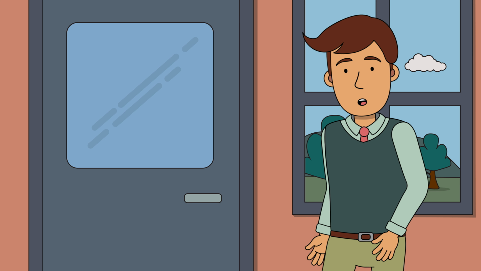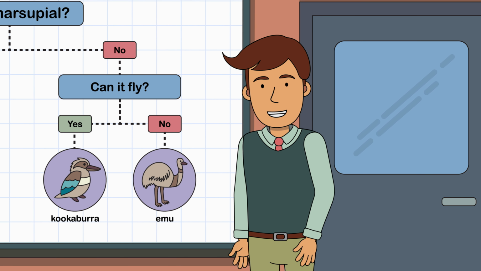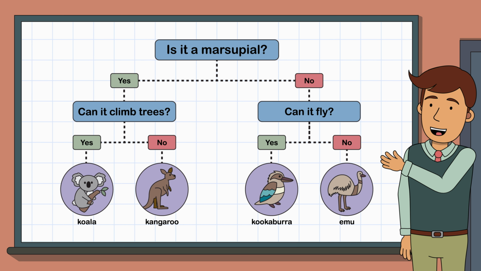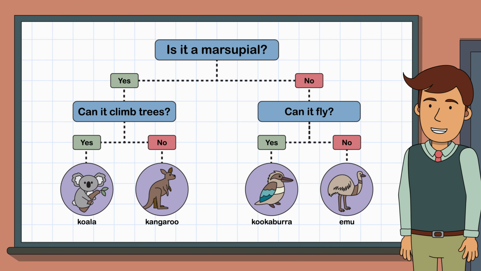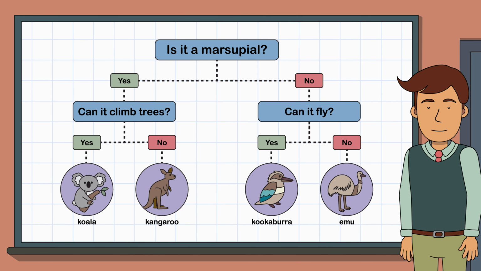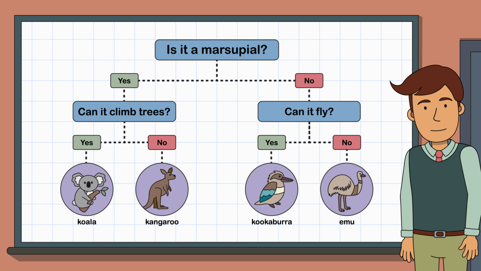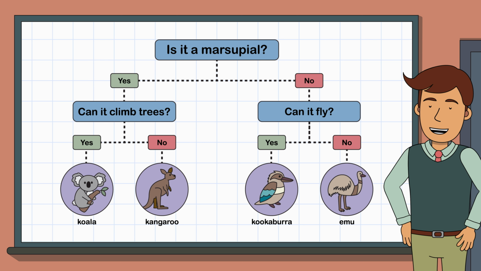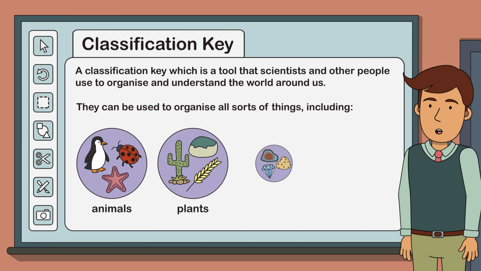Humans love to organize and classify things based on their features. So today we're going to learn how to make a classification key, which is a tool that scientists and other people use to organize and understand the world around us. This example of a classification key shows how we might classify a collection of Australian animals using yes and no questions.